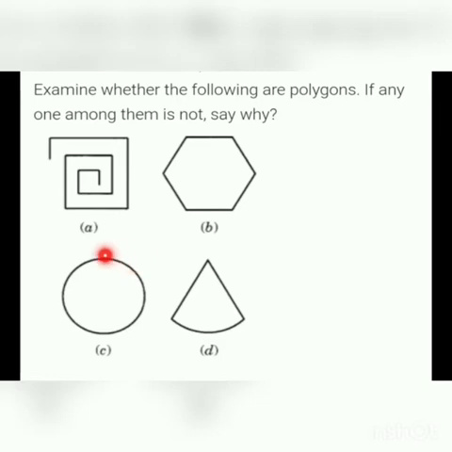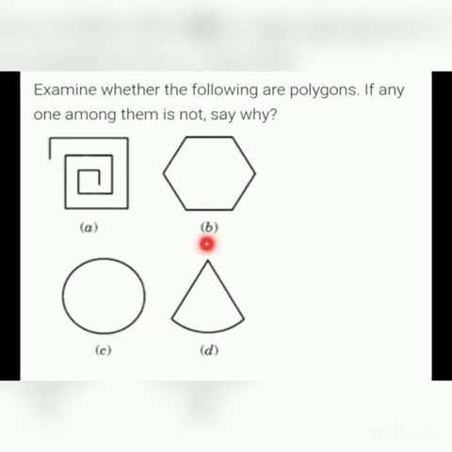Here it is a closed figure, but can we say this figure is made up of line segments? No, its sides are not line segments. So we can say this figure is not a polygon. So remember children, a circle is not a polygon. Why? Because the sides of a circle are not line segments. Keep that point in your mind. A polygon is a closed figure with all sides line segments.